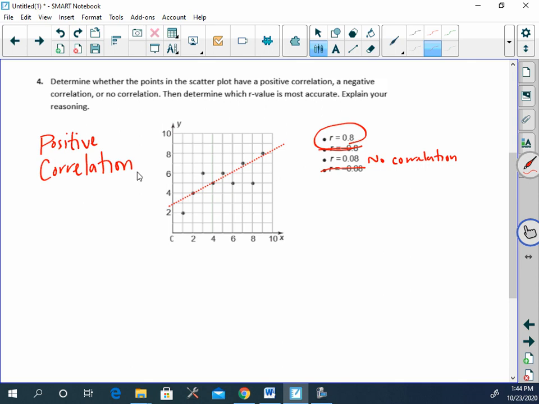So we can say positive correlation, so R is positive. And it's fairly strong, which is why we're picking 0.8. This would be like super, super weak where we might think there's no correlation at all. Moderately strong, or moderate to strong, or fairly strong, any of those wordings would be okay. There we go.